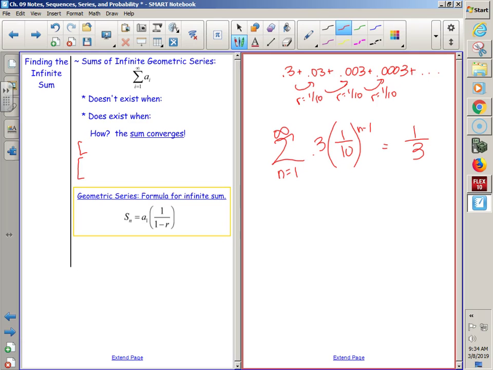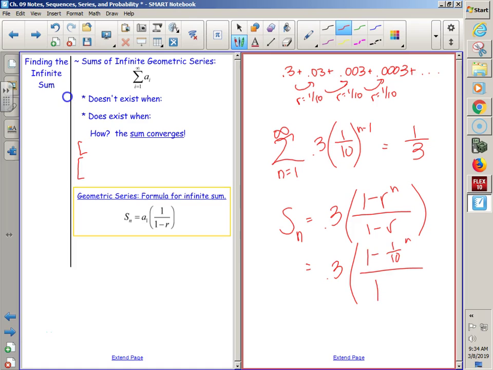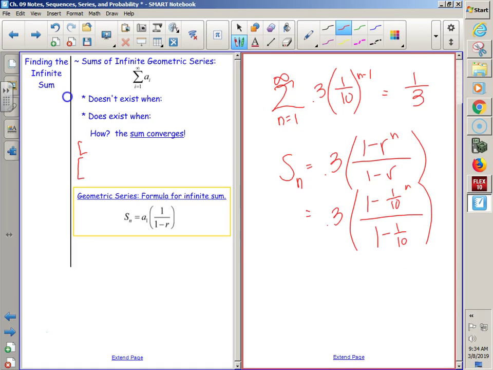Now, how does that change our S sub n formula? Because S sub n says, oh, no, I can only find the sum when I have finitely many terms. You would do a sub 1 times 1 minus r to the n, all over 1 minus r. We could plug in and say, okay, well, hold on. We know the a sub 1. We have the r, that's 1/10 to the n, all over 1 minus 1/10. We could actually change this 0.3, since we're doing fractions now, to be 3/10.